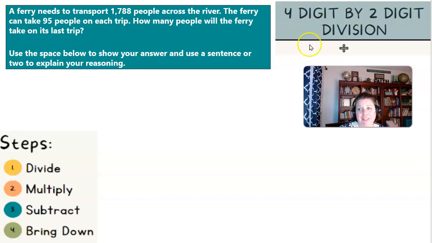4-digit by 2-digit division. A ferry needs to transport 1,788 people across the river. The ferry can take 95 people on each trip. How many people will the ferry take on its last trip? Use the space below to show your answer and use a sentence or two to explain your reasoning.